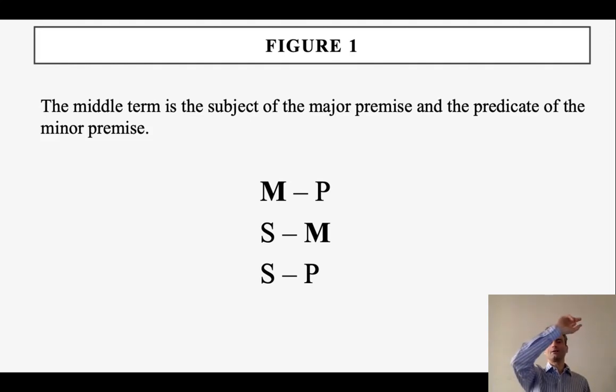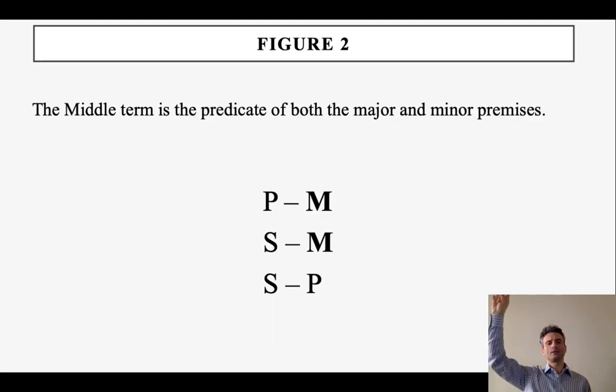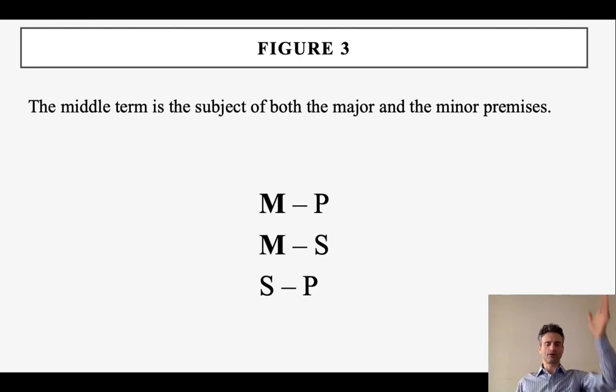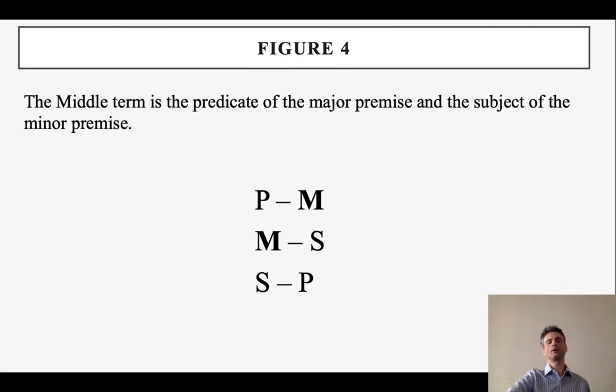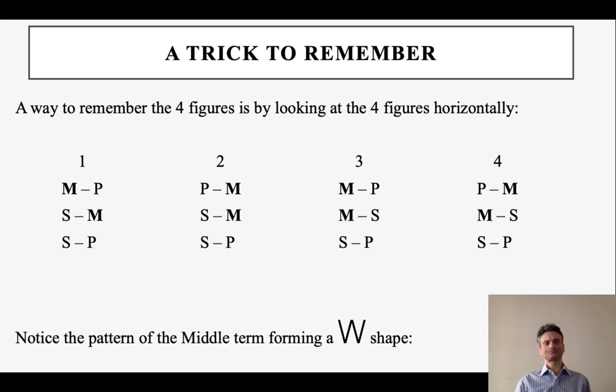So figure number one, as I said, goes from top left to bottom right. Figure number two, it's a vertical all the way to the right. Figure 3 forms another vertical all the way to the left, and figure 4 a diagonal from bottom left to top right. When you take these four forms and list them one next to another, you can actually notice an interesting pattern.